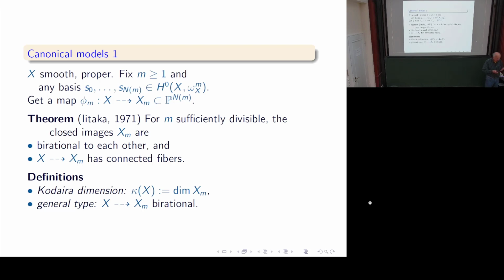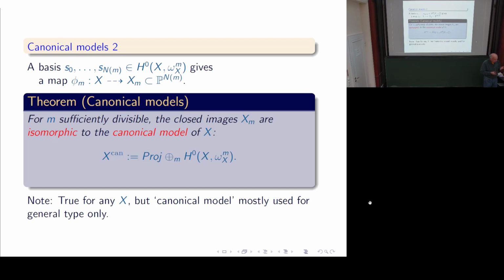And now the big theorem here is the existence of canonical models. So we have the same setup as before. And now the big thing is that whatever happened for curves and surfaces, that these images stabilize up to isomorphism, is true here as well, at least for m sufficiently divisible. And so for m sufficiently divisible, these images stabilize up to isomorphism. And it's exactly the Proj of this ring.